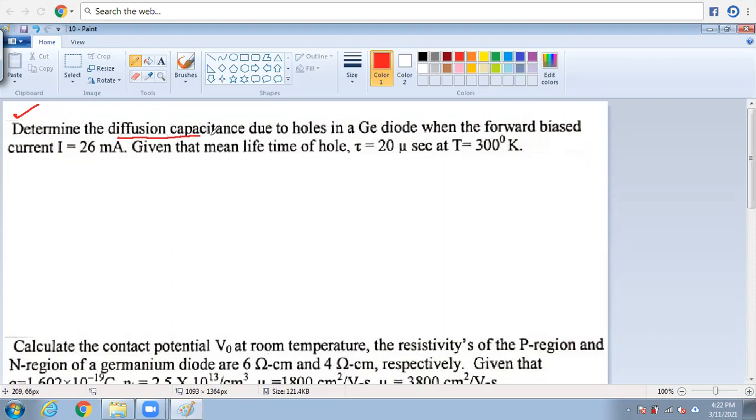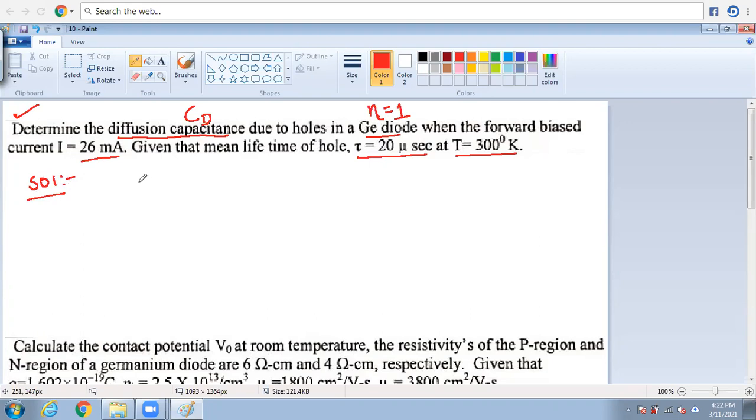Determine the diffusion capacitance, denoted CD, due to holes in a germanium diode. Germanium means eta equal to 1. When the forward biased current ID equals 26 milliamperes, then tau equals 20 microseconds at room temperature, 300 kelvins. Let's start with the solution. You must write the given data.